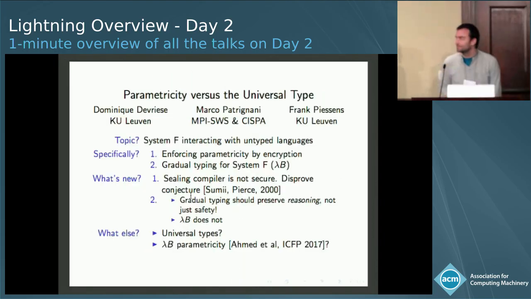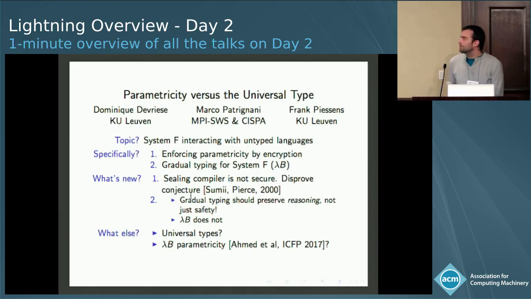Hi, so I want to tell you this afternoon about System F interacting with untyped languages. Specifically, two problem domains. One is how you can enforce parametricity by encryption, by sealing primitives. And the second is a gradually typed extension for System F, which is about the polymorphic blame calculus.